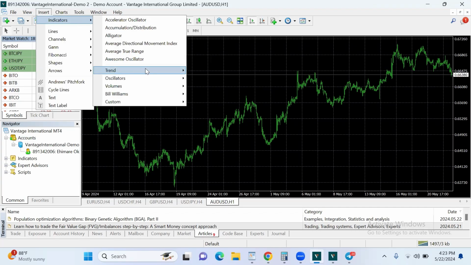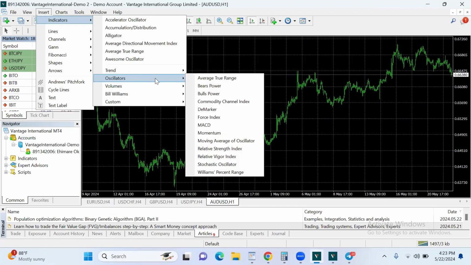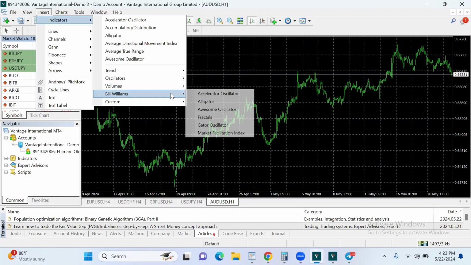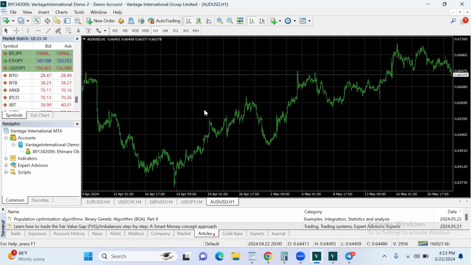There are some we call the trend indicators. You have moving average, Bollinger Band, all of that. You have oscillators, another type of indicators. Then you have volumes, another type of indicator. B. Williams, custom, and all that, right? There are those that you can create. There are people who know how to write code to create indicators. When they write those codes and create indicators, they can import them to the chart and use them to read the chart, right?